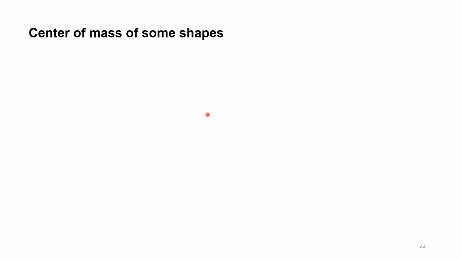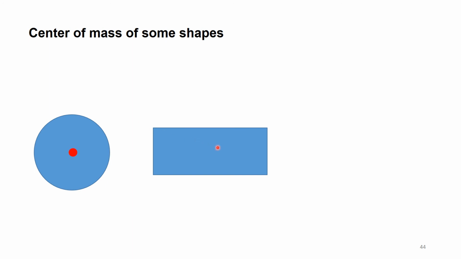So let's look at some common shapes and look at the center of mass of these shapes. Let's start with a circle, and the center of mass is going to be right at the center. So pretty obvious. And then we have the rectangle, and the center of mass again is going to be at the center. You can draw two diagonals for this rectangle, and where they meet at the center is your center of mass. And if you have a rod, similar idea, the center of mass is going to be right in the middle.